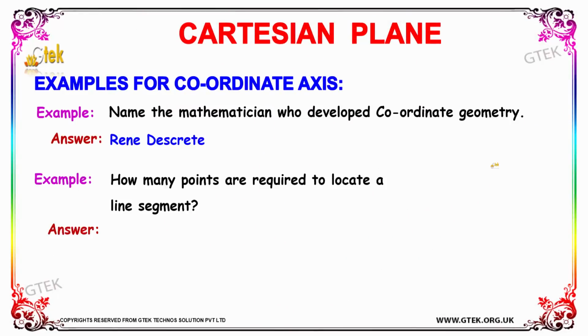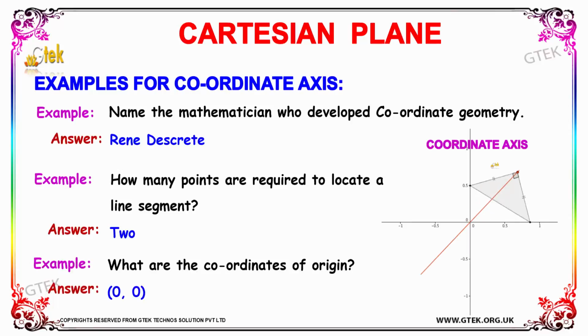Let's go with some examples in terms of coordinate axes. The first question is a common one, but you need to have this in mind. We need to name the mathematician who developed coordinate geometry. The person's name is René Descartes.